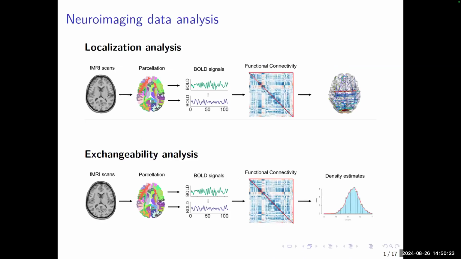So basically when we do neuroimaging data analysis, most of the time what we did is the so-called localization analysis. So we're using functional resting-state fMRI as an example.